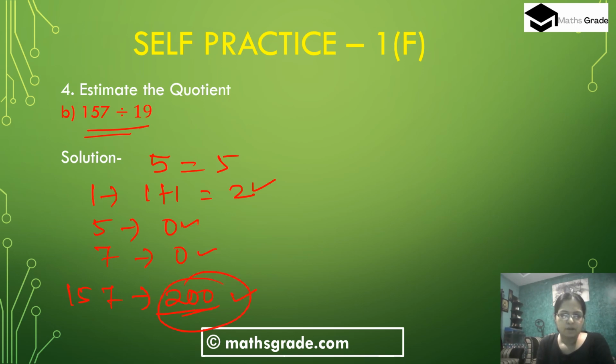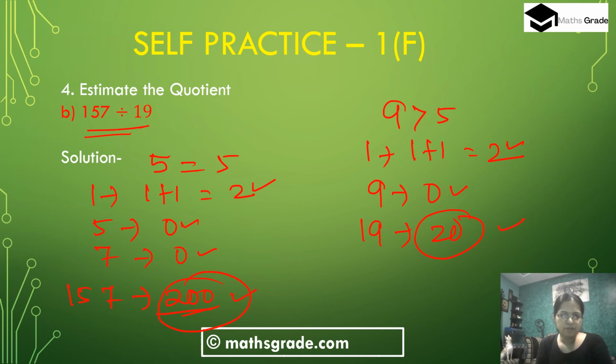Now 19. We have to round this number to the nearest 10. When we round any number to the nearest 10, just look at the unit place digit. Here the unit place digit is 9, and 9 is more than 5. So add 1 to the tens place digit. The tens place digit is 1, so 1 changes to 1 plus 1, which is 2. And the unit place digit 9 changes to 0. So 19 rounded to the nearest 10 will be 20.